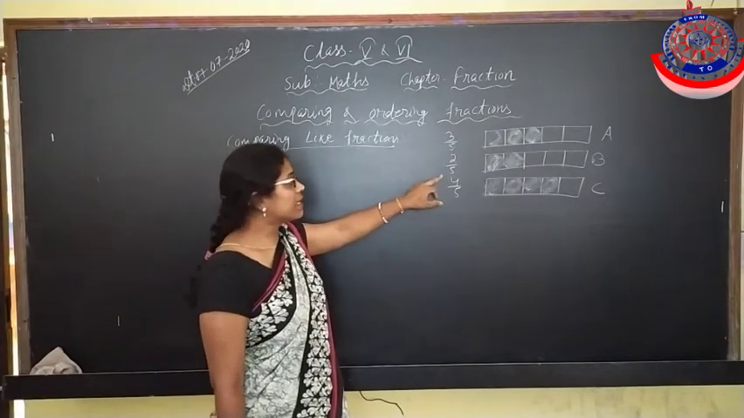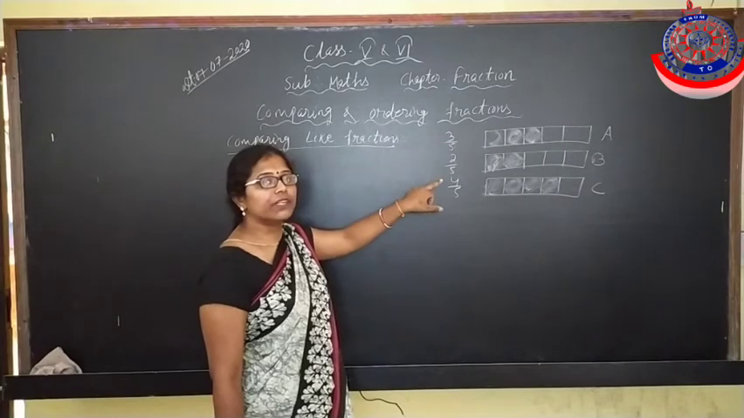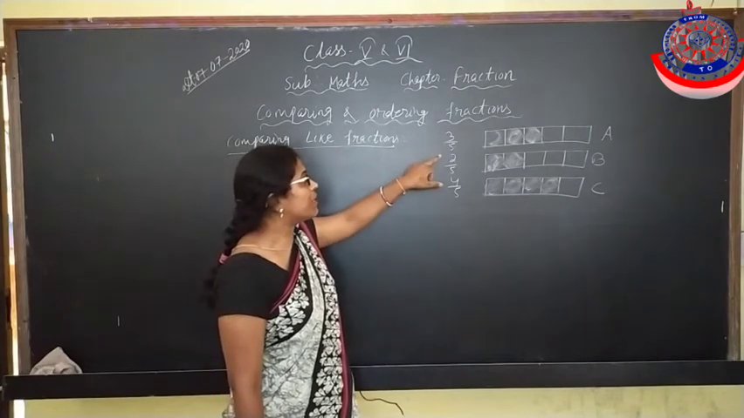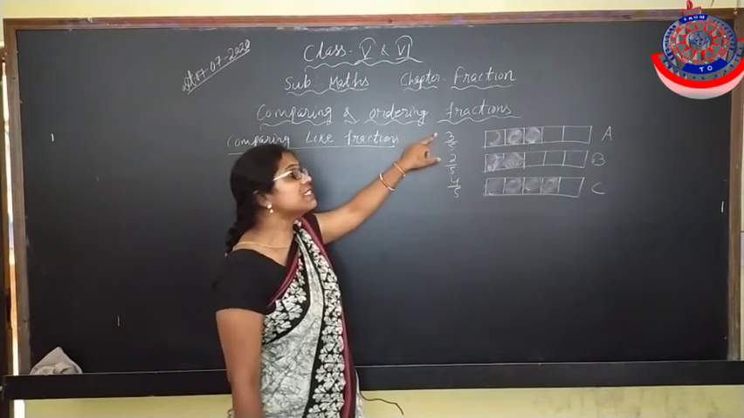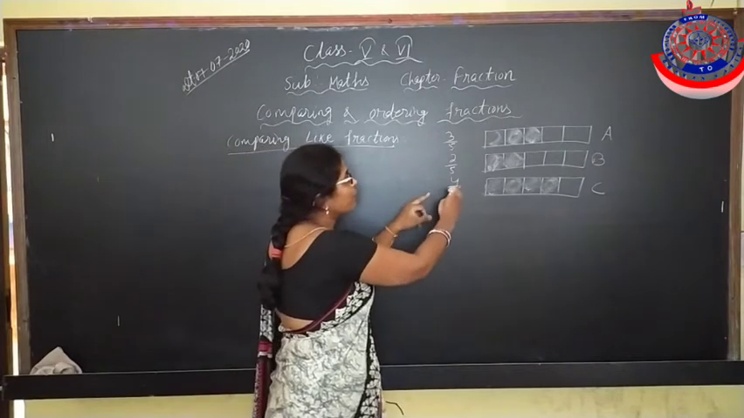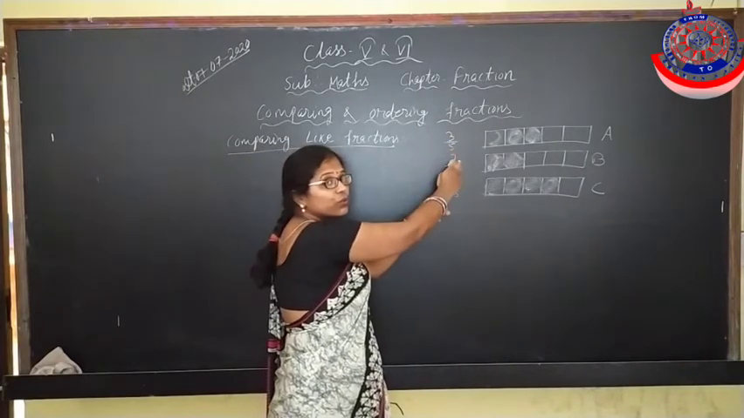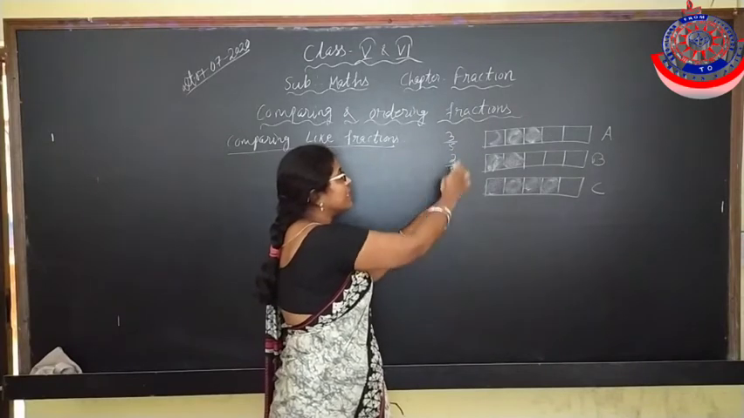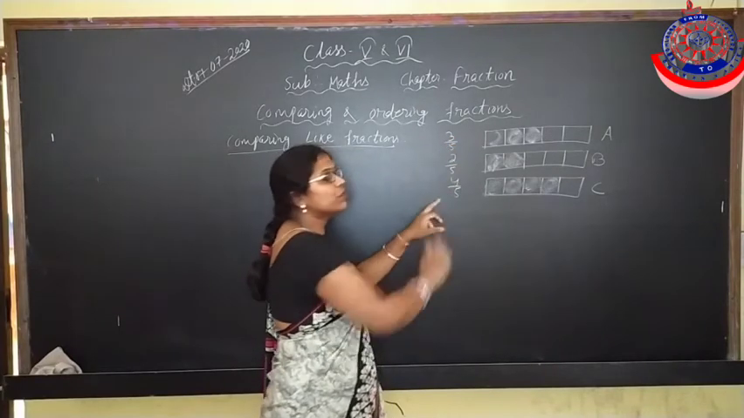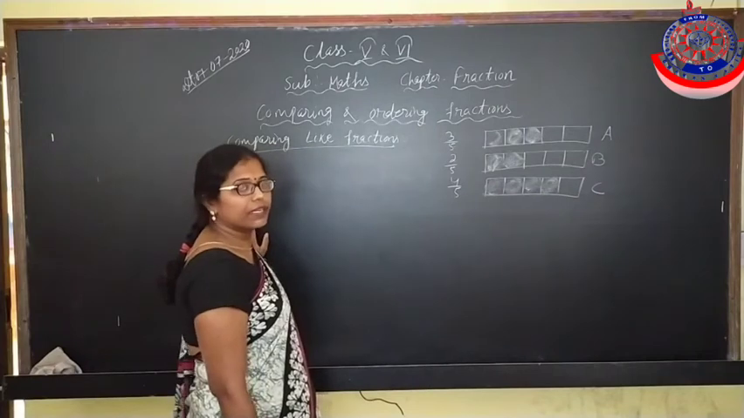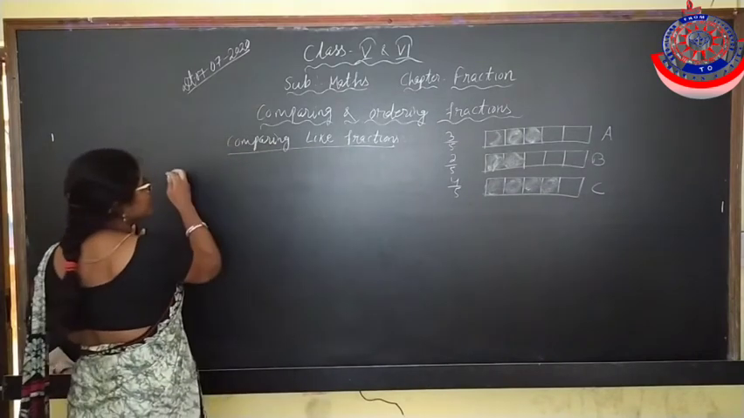In case of C, numerator is 4. In case of B, numerator is 2. In case of A, numerator is 3. That means 4 is greater than 3, greater than 2. That means 4 by 5 is greater than 3 by 5, greater than 2 by 5. Clear?